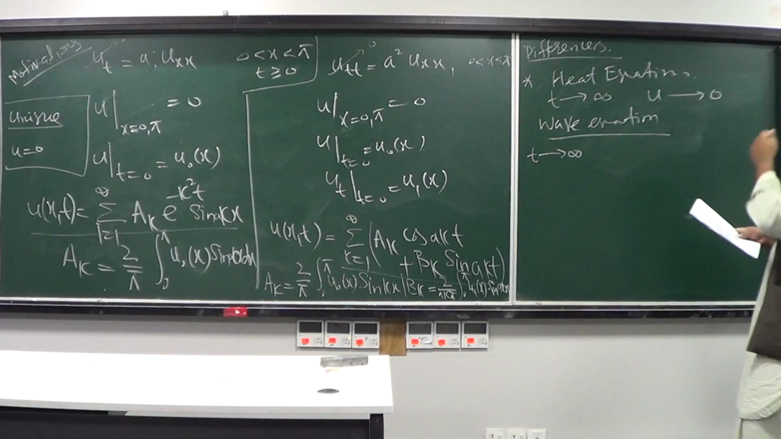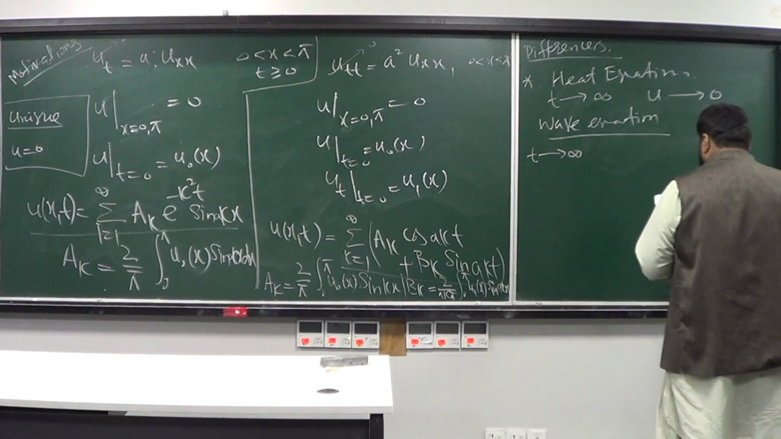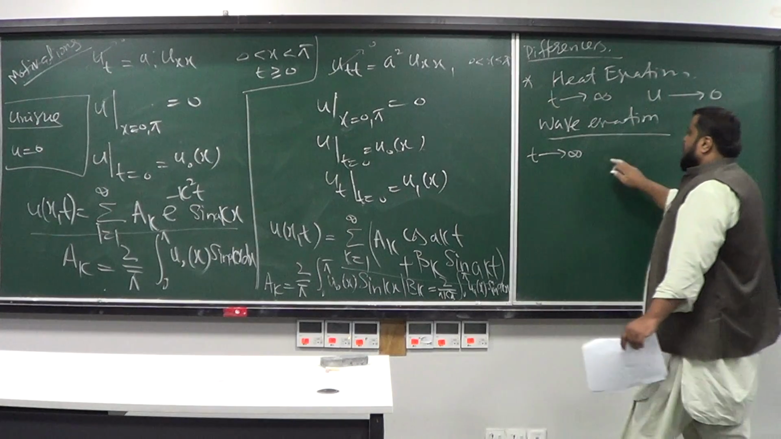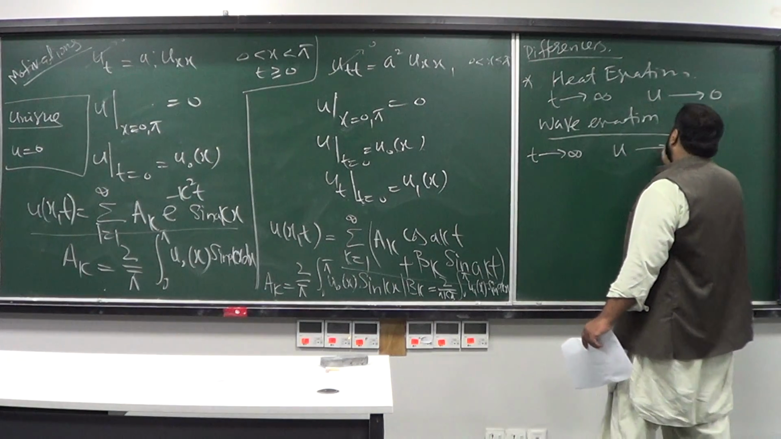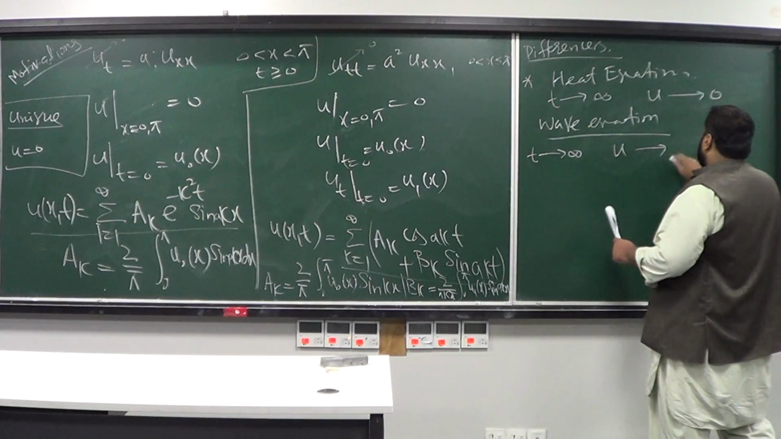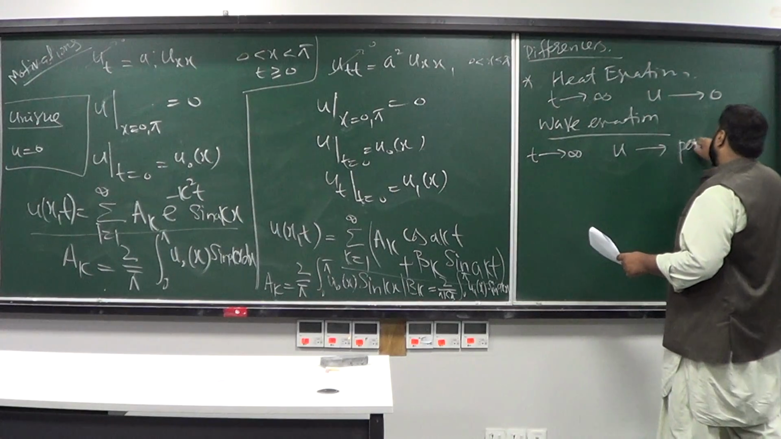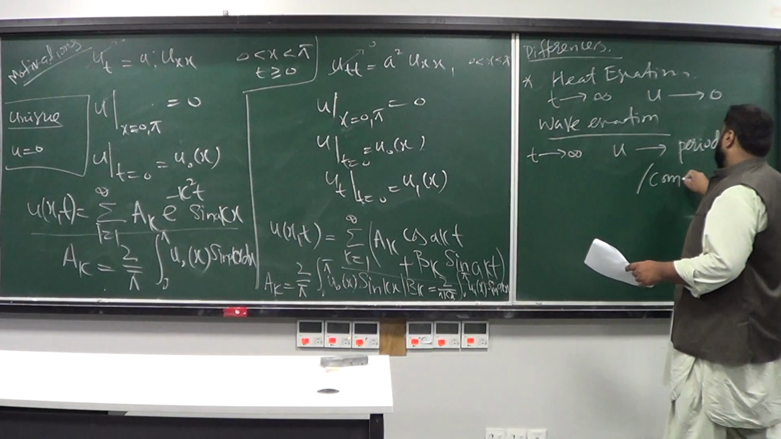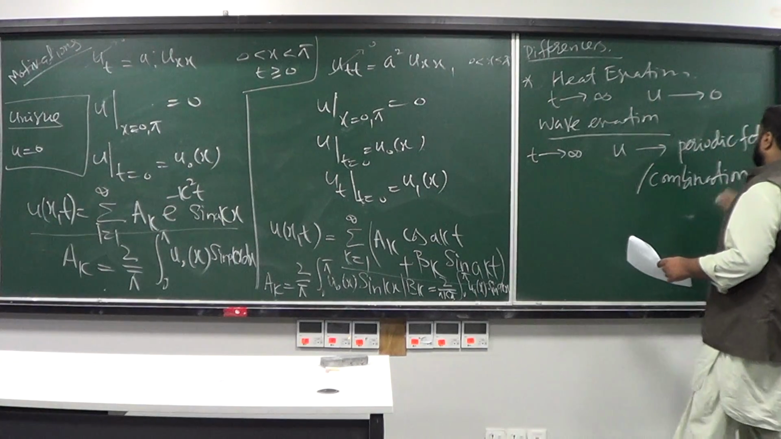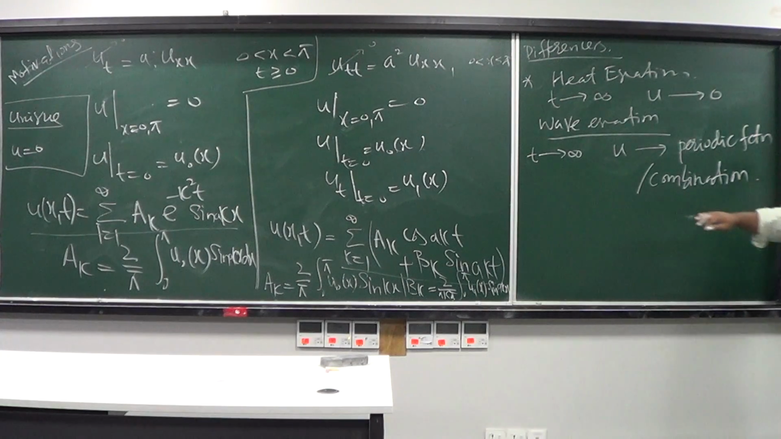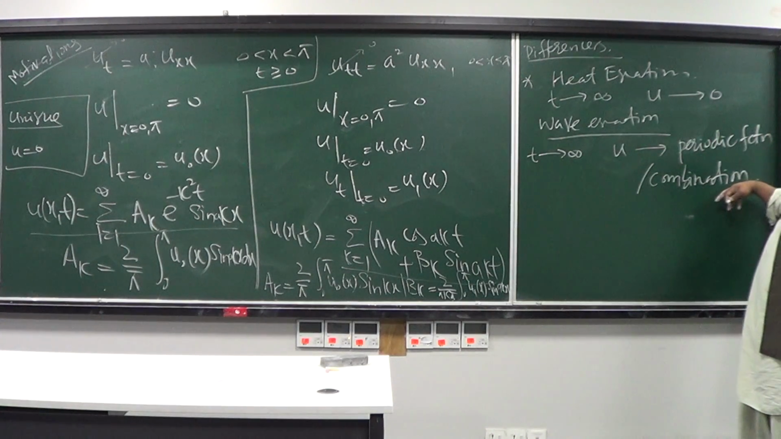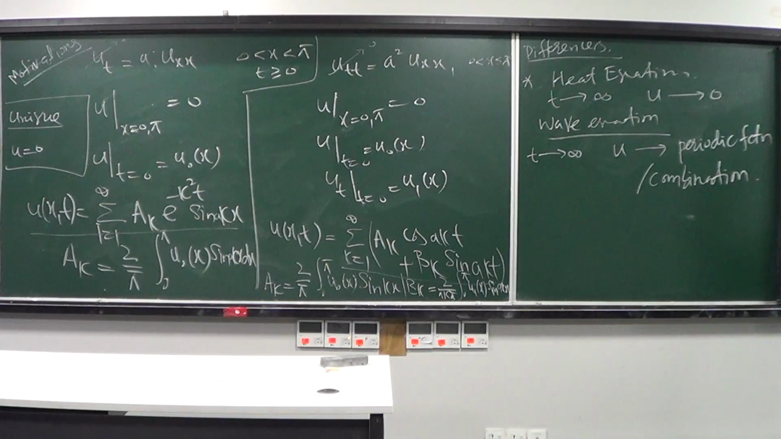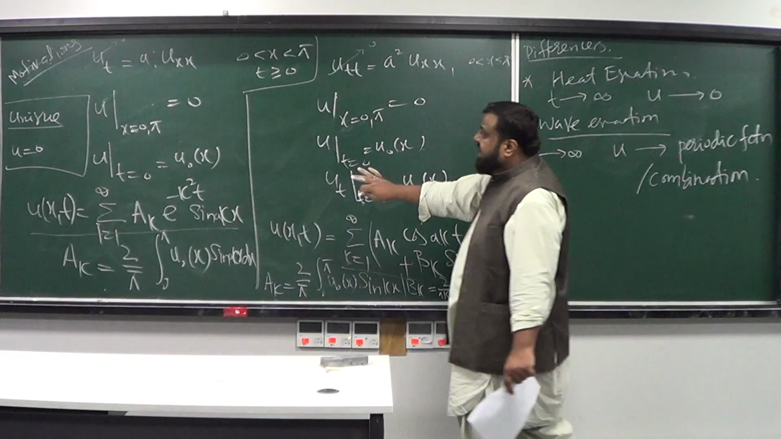infinity, the solution to the wave equation is going to behave like a periodic function or its composition. So it's not going to 0. So the u will converge to a periodic function, or a combination of periodic functions. In other words, in the long run u will be bounded, but it's not going to go to 0. So that's one of the key things that makes the heat and wave equations different.